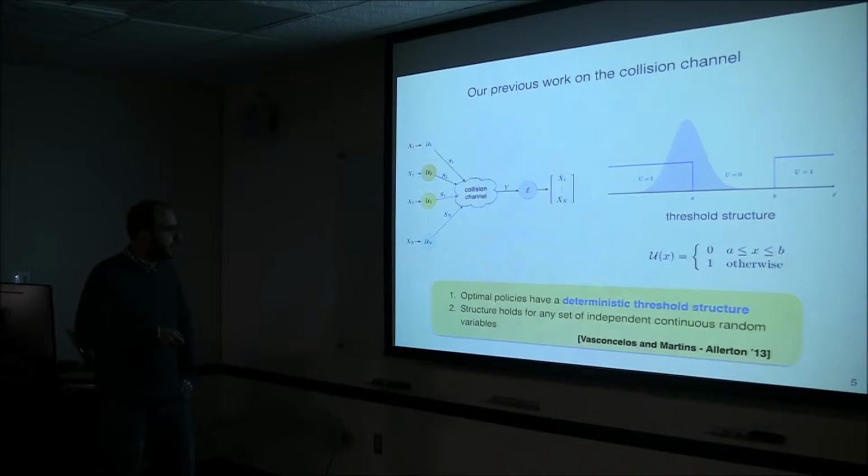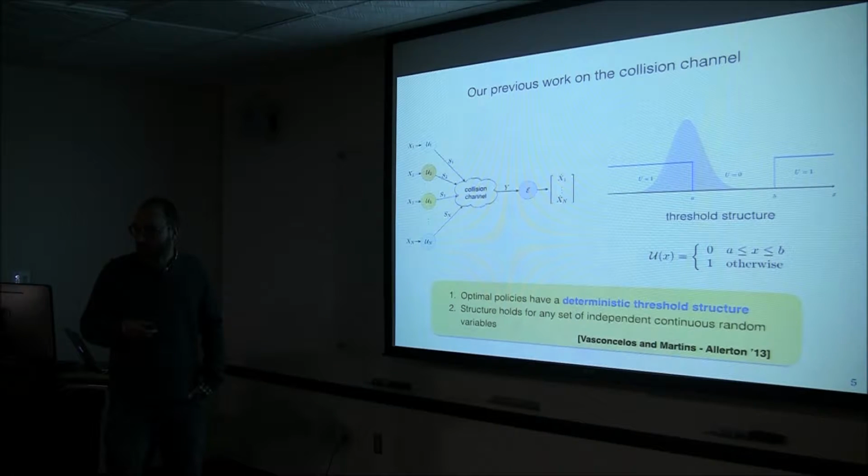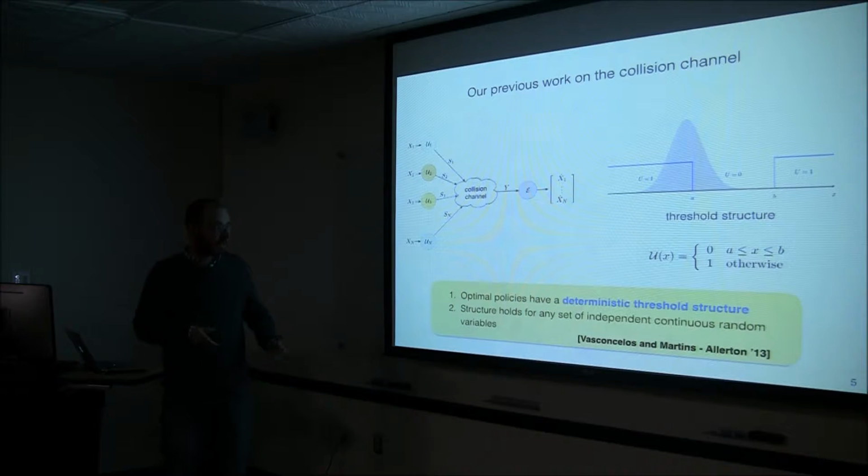So I proved that the optimal communication policies have a deterministic threshold structure. By deterministic, I mean that randomized policies don't get you anything extra. So you can restrict yourself to deterministic threshold policies. And also that this structure holds for any set of independent continuous random variables. So it could be any number of independent observations here, and the observations could come from any distribution, as long as it's continuous.